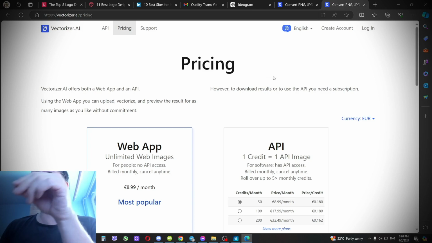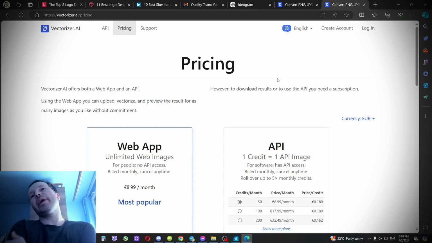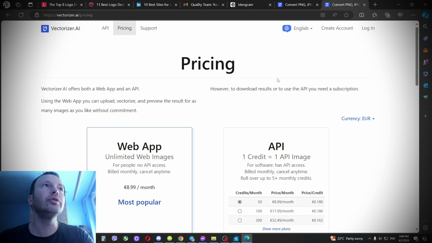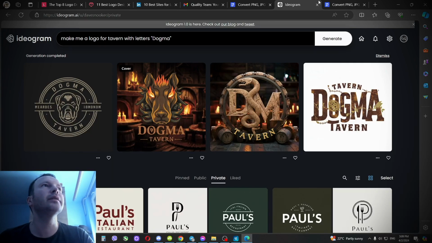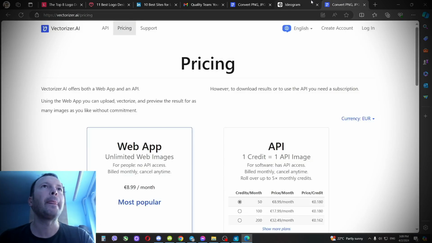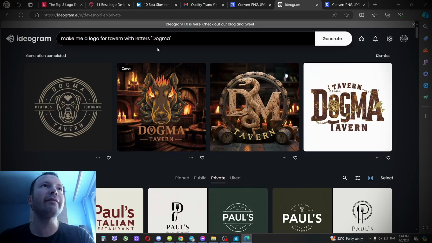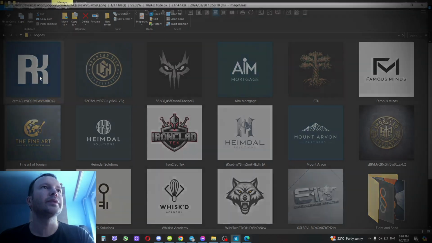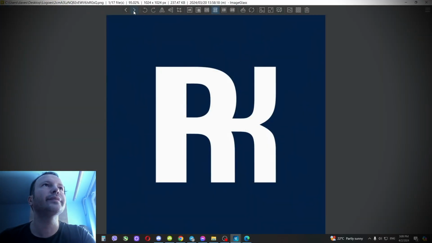And after this, I put this vector image in Illustrator, and you can also do image trace and everything, and it's possible to make logos professionally. So you need only these two, Ideogram and Vectorizer. And I will show you what logos I make using Ideogram. So these are logos I really like. This is what I make using Ideogram.